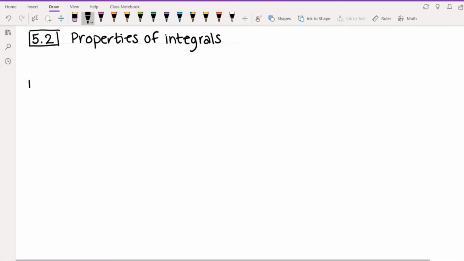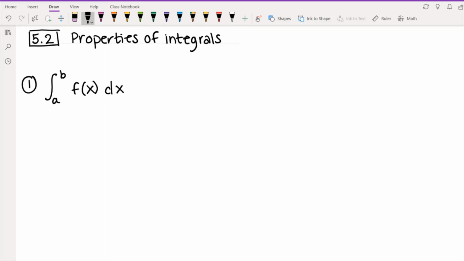The first one is that if you're taking the integral from a to b of any function, that is going to be the opposite, so the negative, of the integral if you reverse the bounds. So if instead of going from a to b, you go from b to a. The most typical way of writing down an integral would be to have the smaller bound first and then the bigger bound, right?